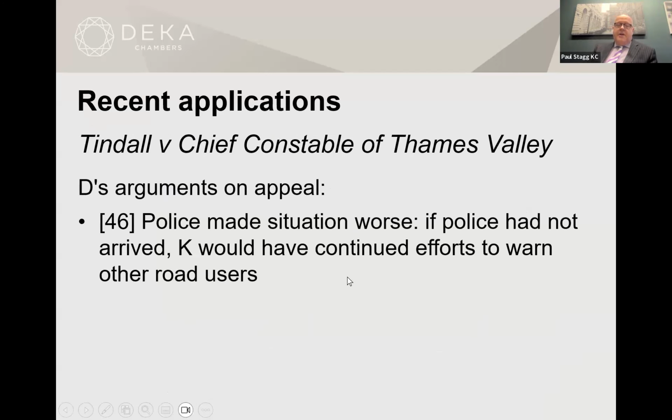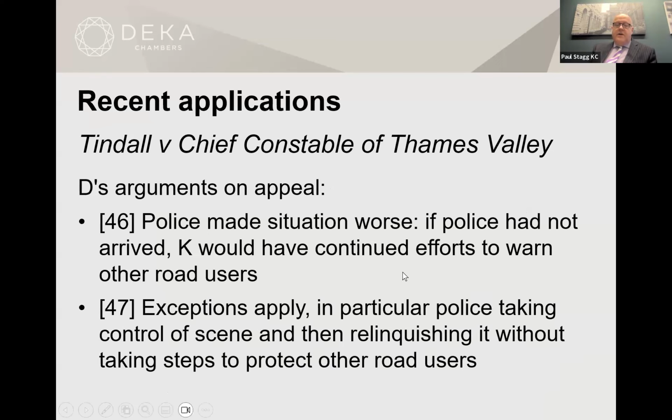Defendants' arguments on appeal to the Supreme Court were, first of all, the police made the situation worse. If the police hadn't arrived, Mr. K would have continued his efforts to warn other road users. And secondly, that some of the exceptions applied. In particular, it was said the police took control of the scene and then relinquished it without taking steps to protect other road users.